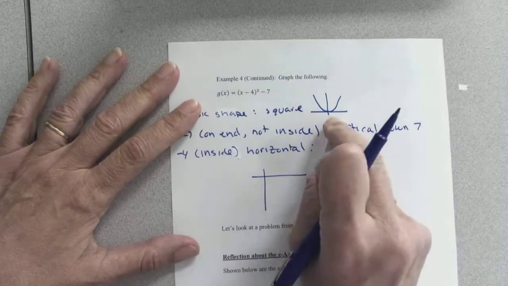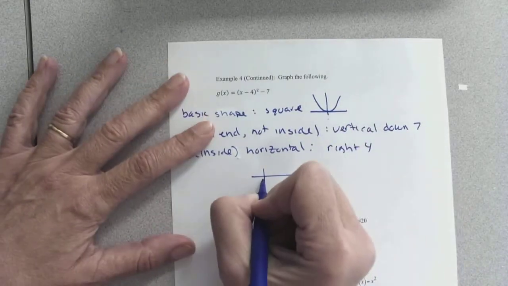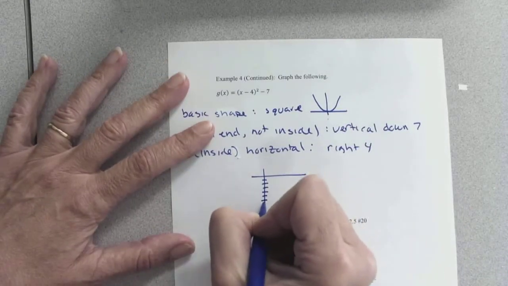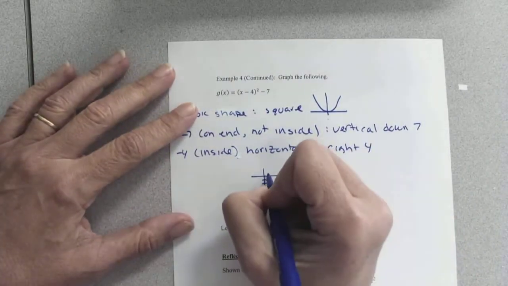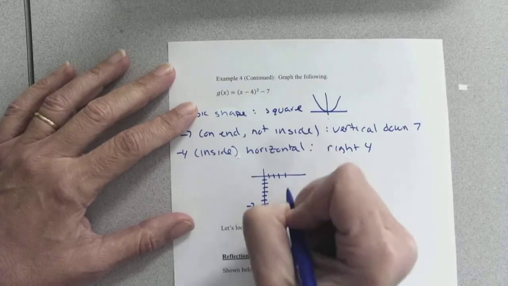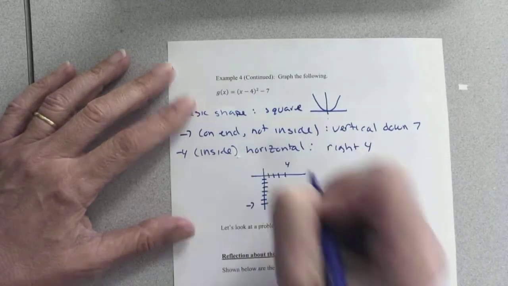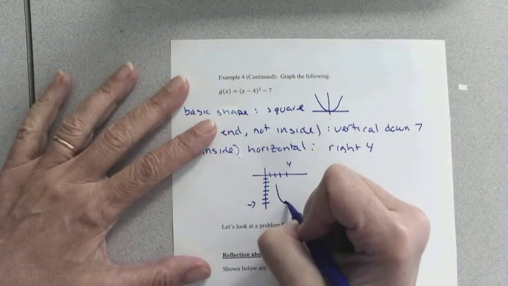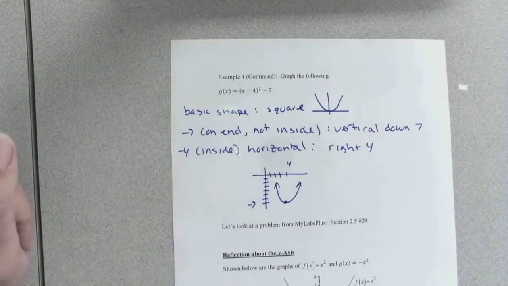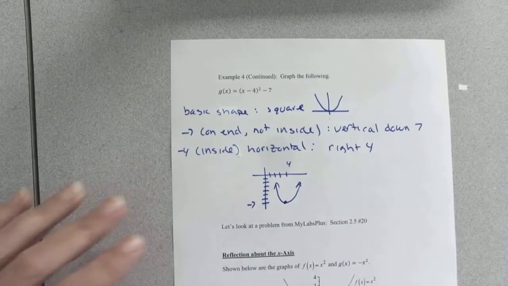Down 7. I'm going to take that origin point, go down 7. So 1, 2, 3, 4, 5, 6, 7. So there's negative 7. Right 4. 1, 2, 3, 4. There's that new origin point. And then draw my parabola. That's all we're looking at.